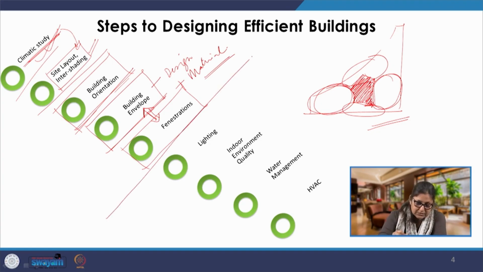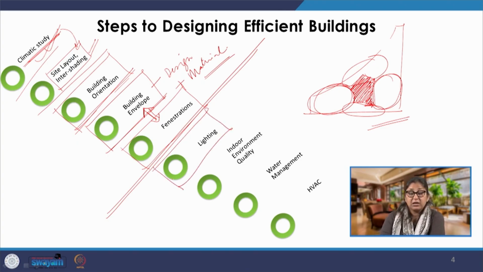Up till this, we are largely talking about passive design only. We are not talking about any active measure. Once we have done all the passive designing, that is when we look at the lighting systems. So, what type of lighting? Day lighting we have already taken care of when we designed fenestrations, but now we additionally support it with artificial lighting, depending upon the purpose.